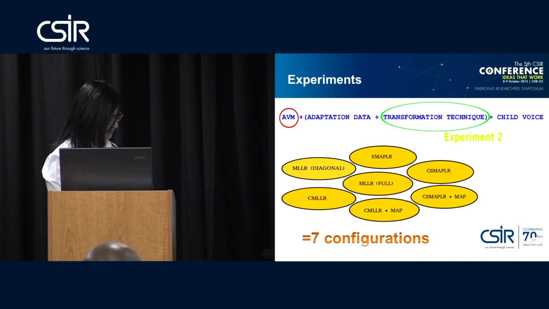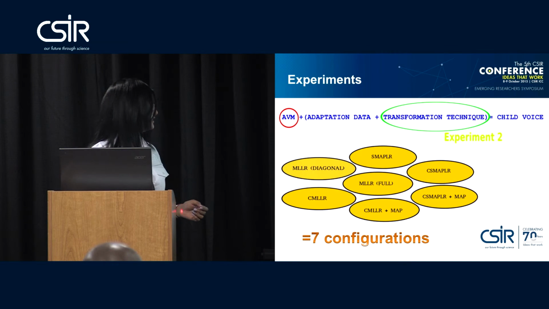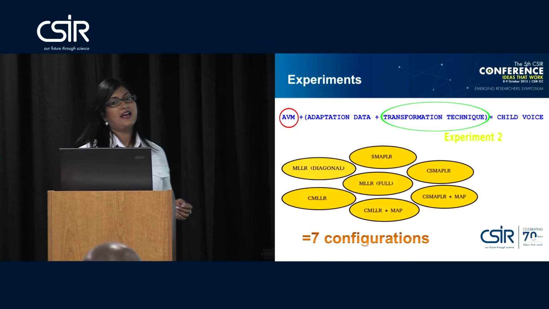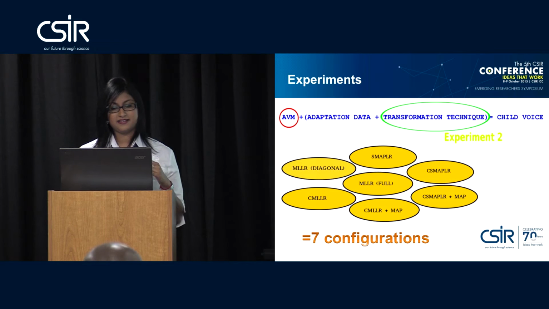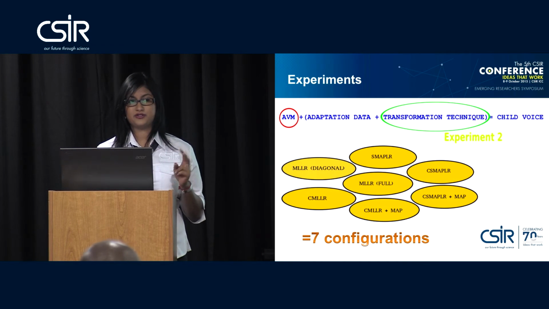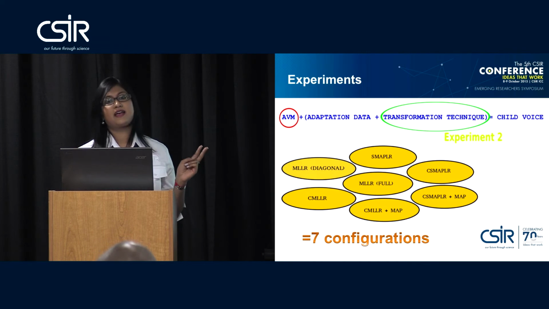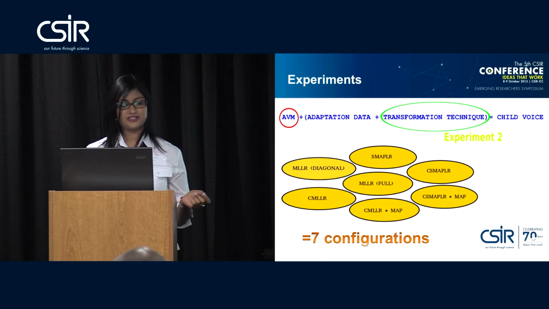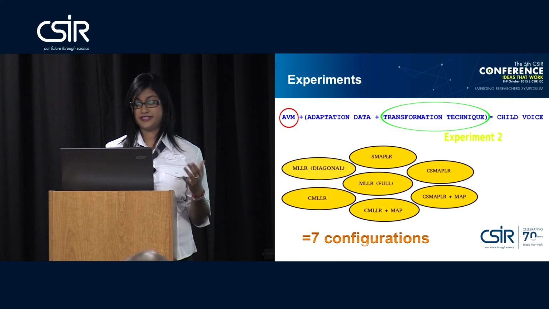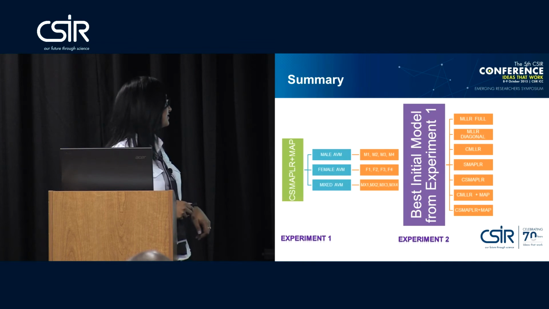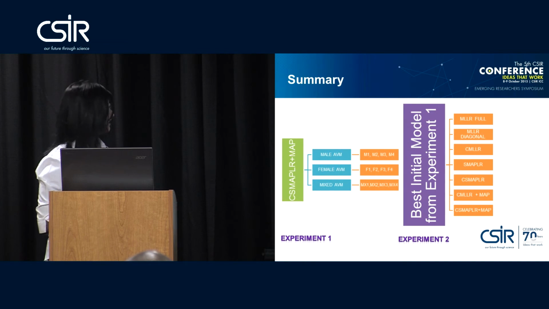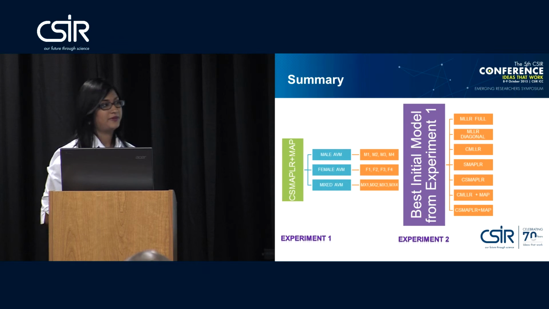For the second experiment, we then varied the adaptation techniques, and these adaptation techniques are combinations and variants of each other based on two main techniques, which is maximum likelihood linear regression and maximum a posteriori. And from this, we ended up with 7 different configurations.